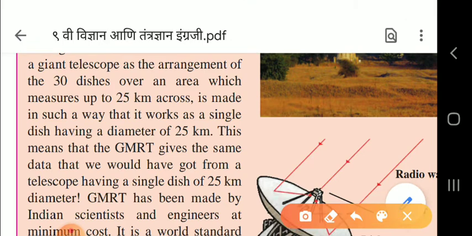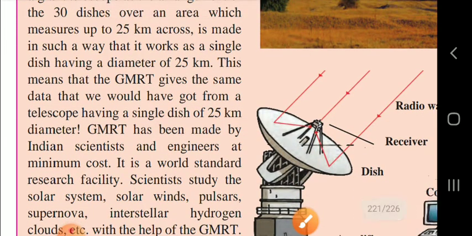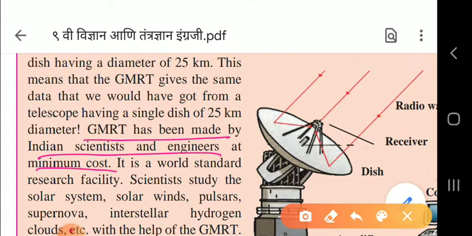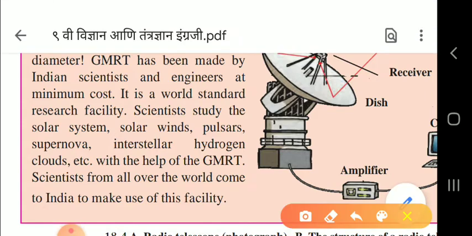That means the GMRT gives the same data that we would get from a telescope having a single dish of 25 kilometer diameter, and GMRT has been made by Indian scientists at minimum cost. So, it is a world standard research facility. Scientists study the solar system, solar wind, supernova, interstellar hydrogen clouds, etc. And scientists from all over the world come to India to use this facility.